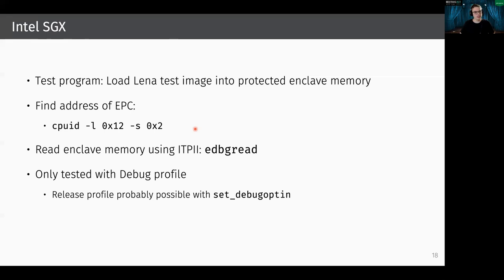However, we were only able to test this with the debug profile. For the release profile, you need an attestation key from Intel. However, there's the set debug opt-in function, which sets the debug opt-in flag in the SGX thread control structure. Then the enclave can probably be debugged, but yes, we are quite skeptical that this really works, and this should be tested in future work.